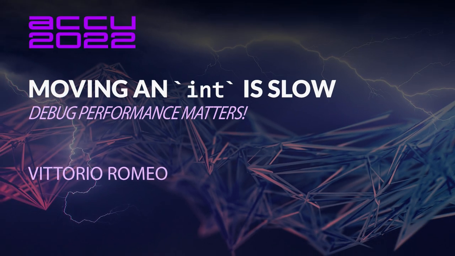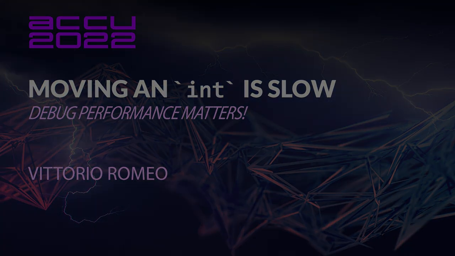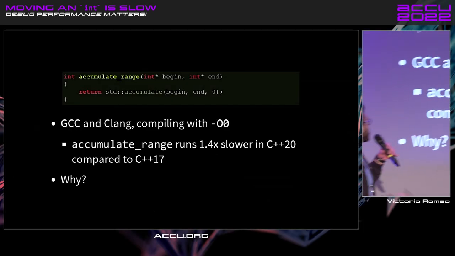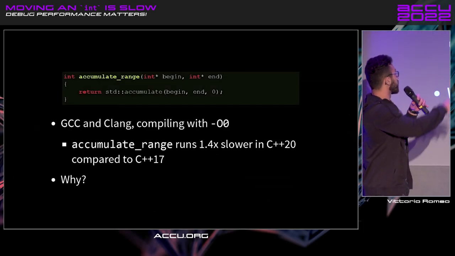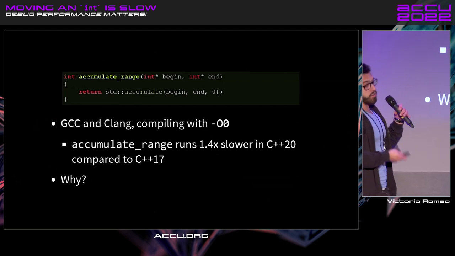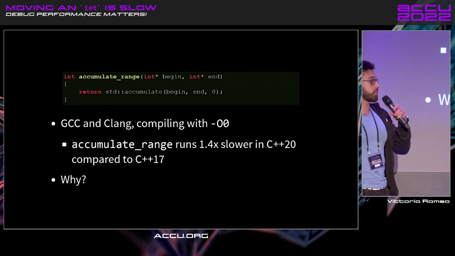Hi, everybody. Question for you. I have this piece of code. It just takes two pointers to some sort of int range and calls accumulate with zero. I will compile it with GCC, Clang, even MSVC, at O0, so no optimizations.